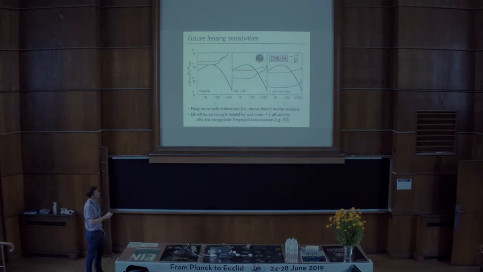We can go from this situation to having 500,000 well-understood linear modes that we can either measure their variance directly or cross-correlate with other large-scale structures or stack on objects to find cluster masses, for example. Okay, thank you. I'll stop there.